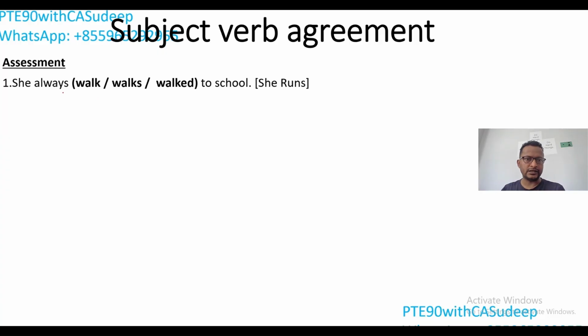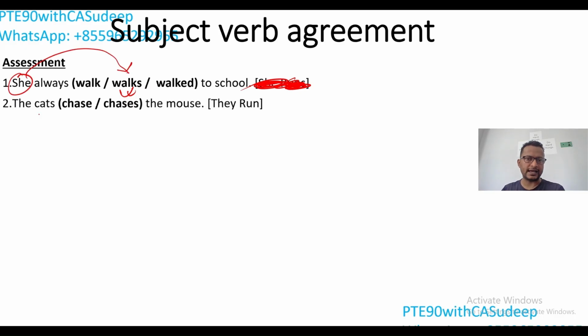She always walks to school. What is the correct option? She always walks. See, she is third person singular, and then we are talking about the present tense. So she walks. It's like she runs, right? The cats, it's like they. Now the cats is they chase, right? Like they run. Remember the concept.